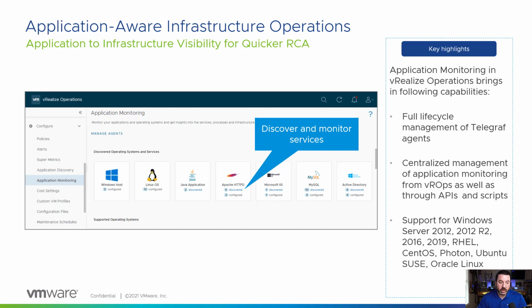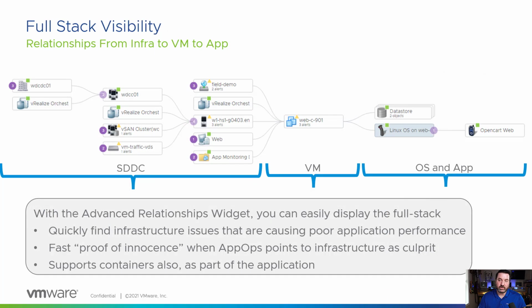Now we do support Windows Server 2012 R2 up through 2019. We also support Red Hat Linux, Photon OS, of course, Ubuntu, SUSE, Oracle Linux, and CentOS. So if you're running any of those, which most customers are, right, you're going to be running one of those versions or flavors, then this is a good option for you, especially if you have those applications that we provide out of the box through this Telegraf agent.